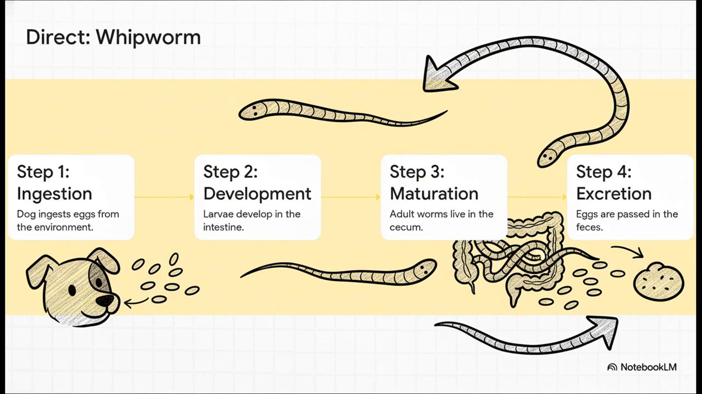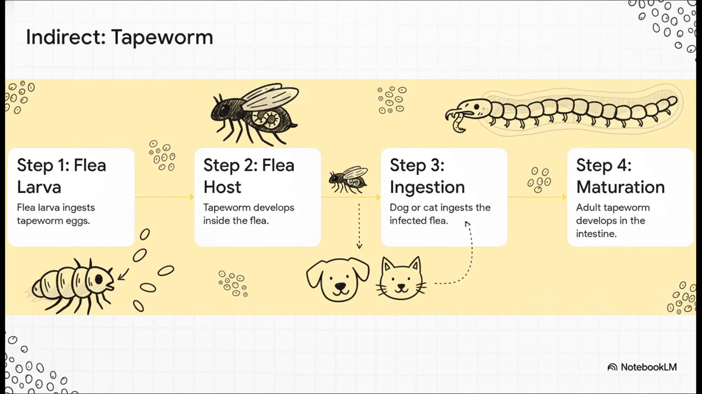So check this out. A perfect example of a direct cycle is the whipworm. It's so simple, right? It's a closed loop. A dog ingests an egg, the egg develops into a worm, that worm lays more eggs, and those eggs get passed out to start the whole thing over again. No middleman needed. Now compare that to the tapeworm. The key player here, the absolute VIP of this whole operation, is the flea. Without that flea larva munching on a tapeworm egg and acting as a little living taxi, that tapeworm parasite is going nowhere. It just can't complete its journey.